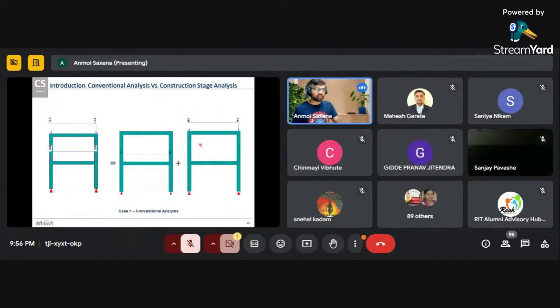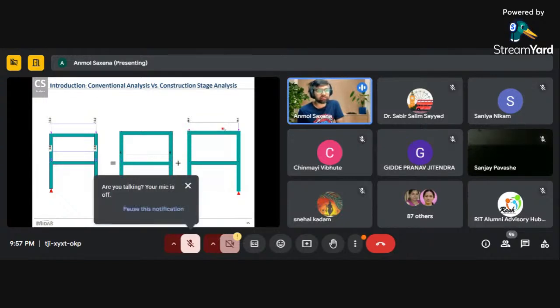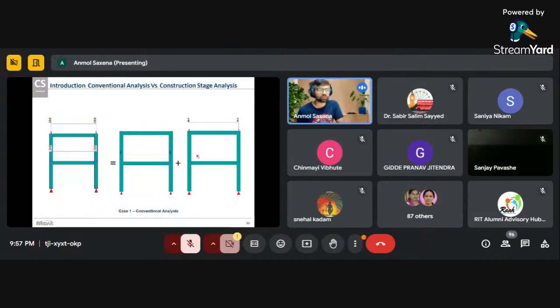So let us understand numerically what is happening, why the forces are different. In this figure, you can see the conventional analysis where the superposition principle is valid. This is the whole structure which has been cast. We apply the load on the first floor, and then the load on the second floor, and we just club the results. So the result which we get, around 29, is the result of these two.